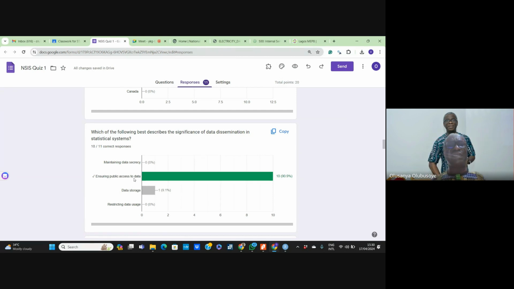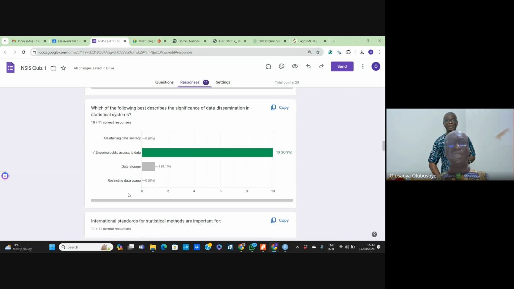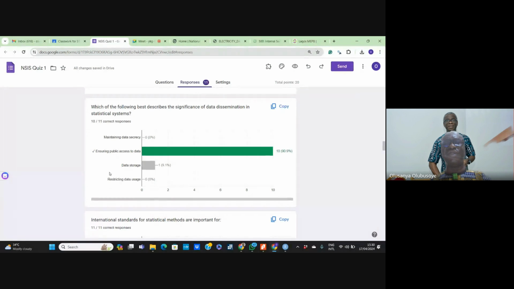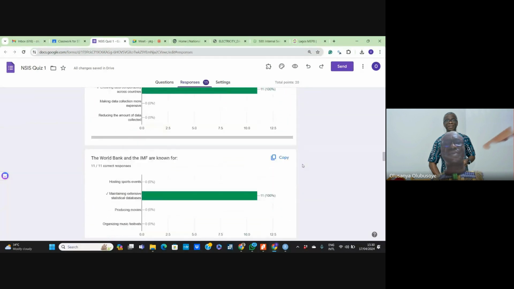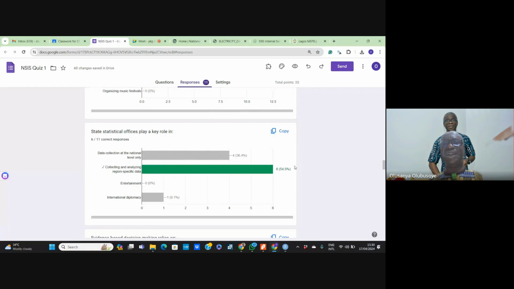You have access, you are paying them, they are working for you. So data must be made available. It's not to just store data, no. Quite a number missed this.